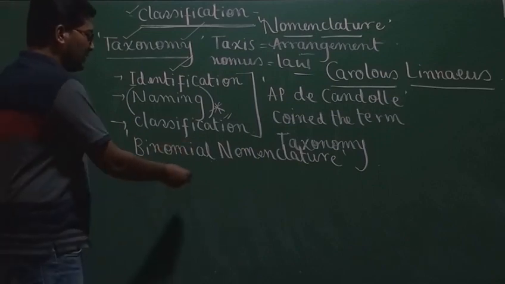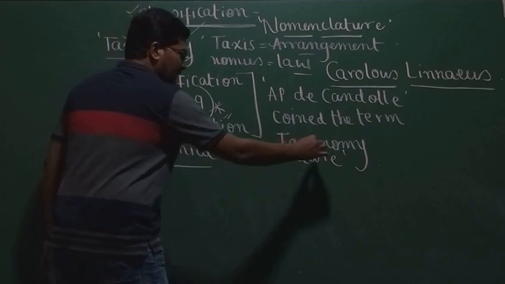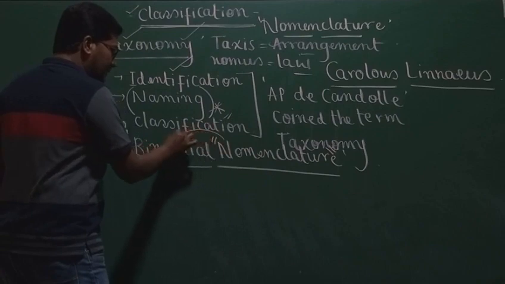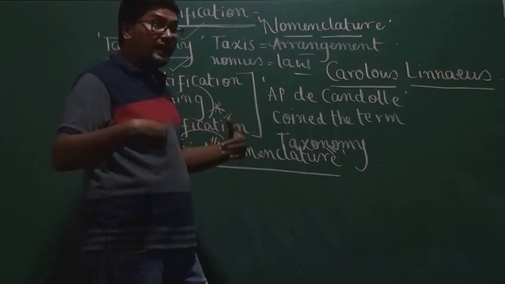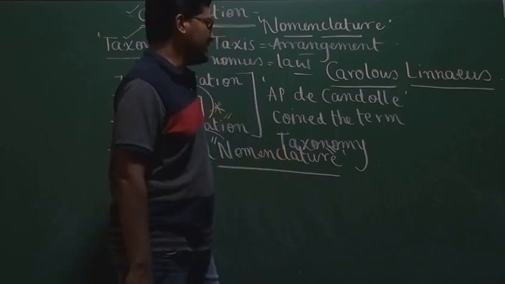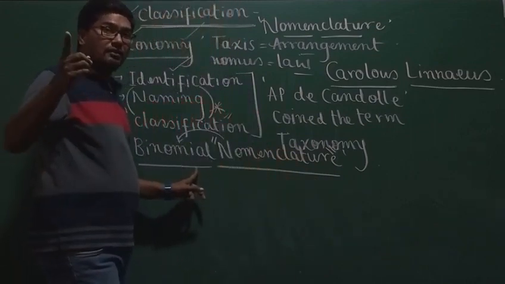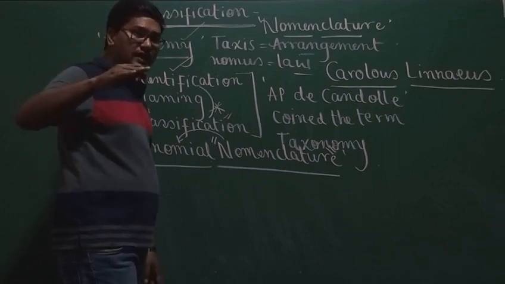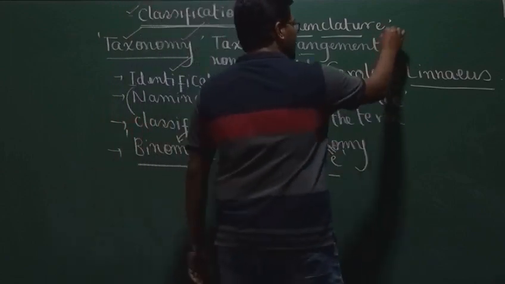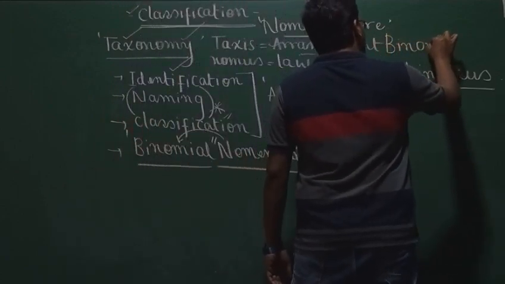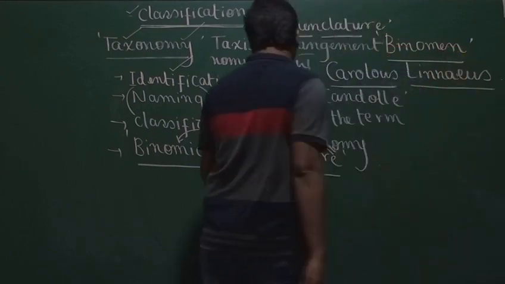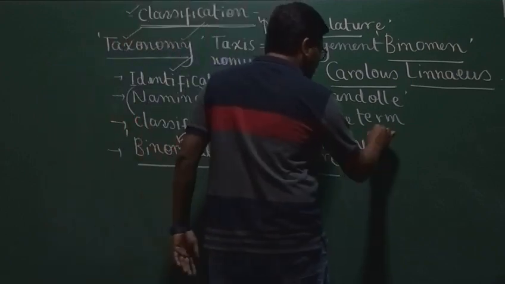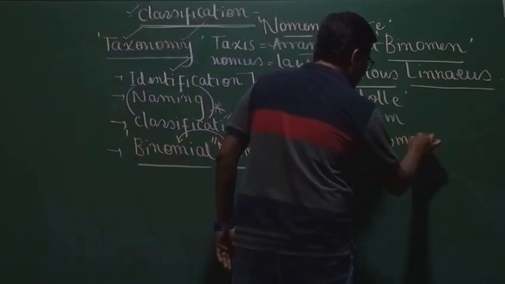So what is this binomial nomenclature? Giving a distinct scientific name to an organism is called nomenclature, and that name should contain two names or two words in it, and such a name is called a binomen. The name itself indicates a biological name or a scientific name having two words or two names in it is called a binomen, and that practice of nomenclature is called binomial nomenclature.